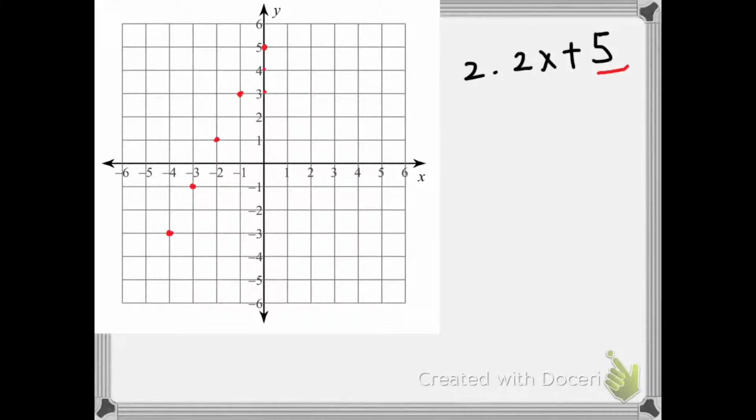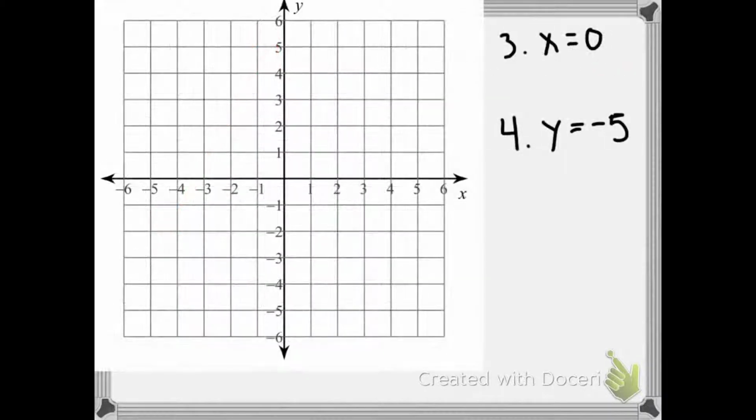So I'm going to erase the other points that I put. And then now I'm going to connect the points to form the line. So try to make it as straight as possible. And then draw the arrows. And that's your line.